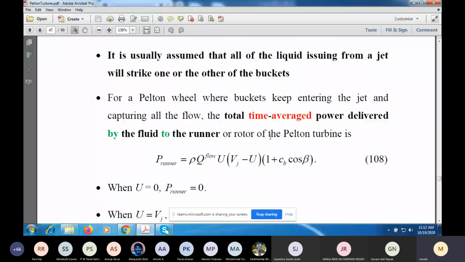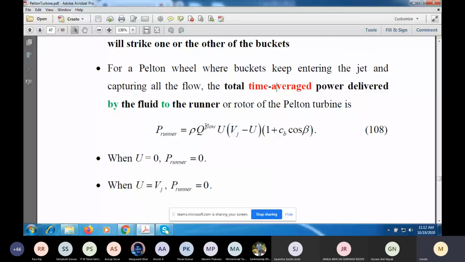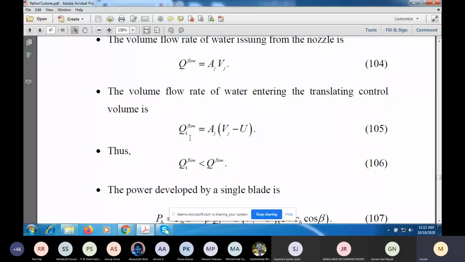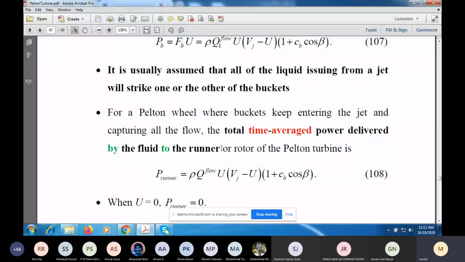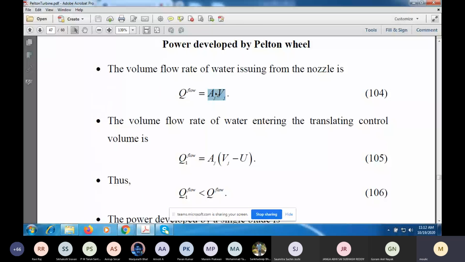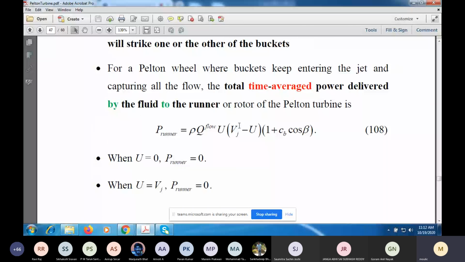So then Q flow is a constant, although Q1 flow here depends on the translational speed of the control volume. If I substitute Q flow here, then this is just A_J V_J, which is independent of U. So this is a quadratic in U, and as you can see, when U is 0, the power developed by the runner is 0, because in this case the wheel is not rotating. And if U is V_J, then the fluid is not striking the buckets, or just grazing the bucket. So again the power is 0.